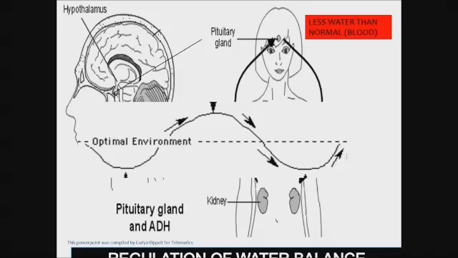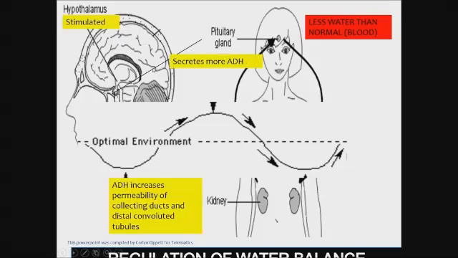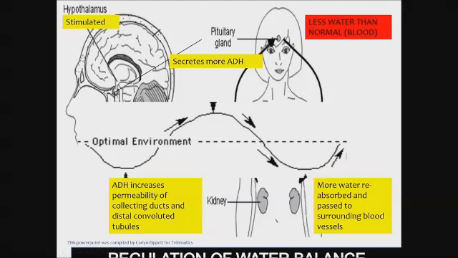ADH is about water control. If your body has too little water in it, in other words, you need water, a stimulus will be sent to the hypothalamus, and from the pituitary gland, ADH will be secreted. What ADH will do is to make the collecting ducts of your kidneys more permeable to water, and the water will go to the bloodstream. And yes, you will have an increase in water in the bloodstream, returning to normal.